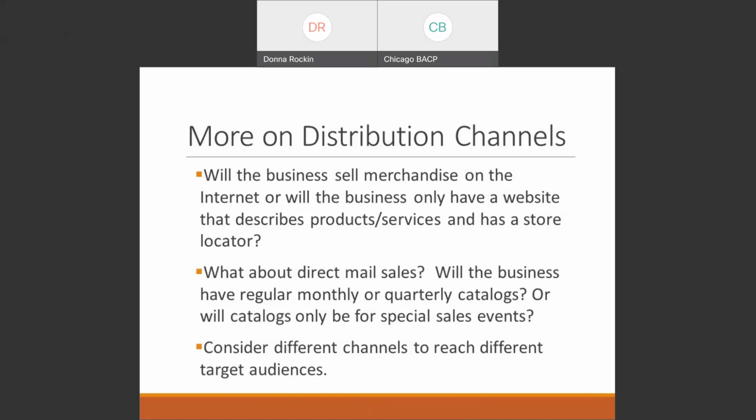Consider different channels to reach different target audiences. So you might distribute your Coca-Cola products one way to reach the end consumer purchase, the drugstores and the grocery stores and the convenience stores. And you might use a different channel, like wholesalers, to sell to restaurants and big cafeterias and hospitals and schools, etc. So you might use a different channel of distribution to reach a different target audience. So keep that in mind.